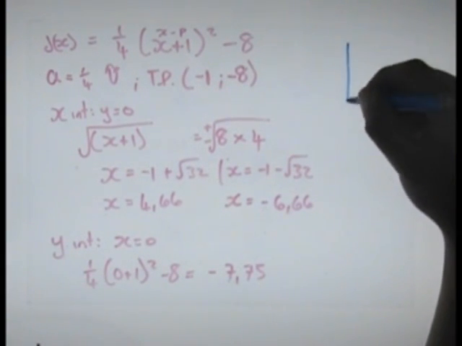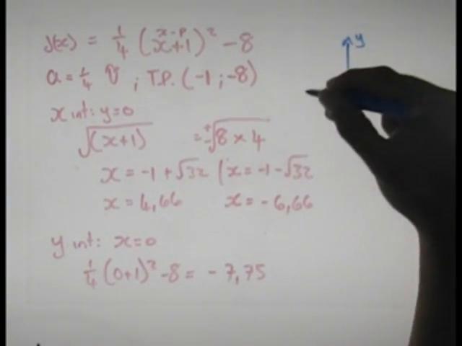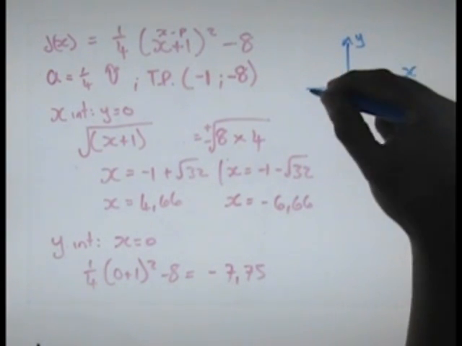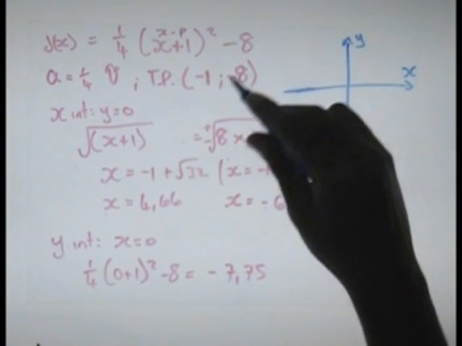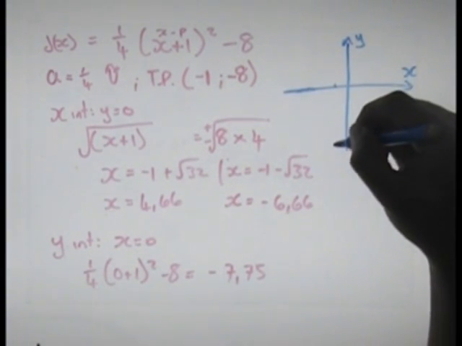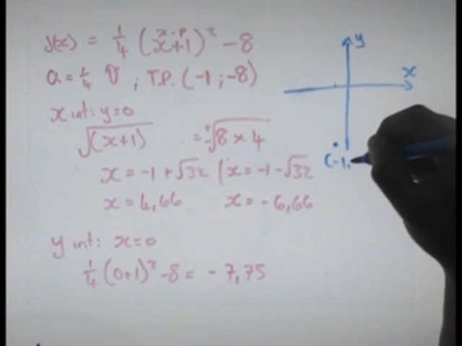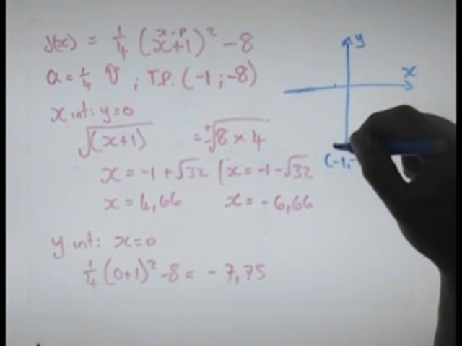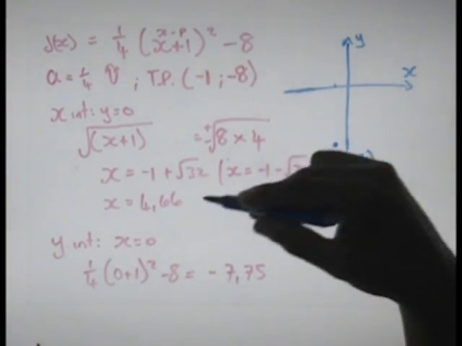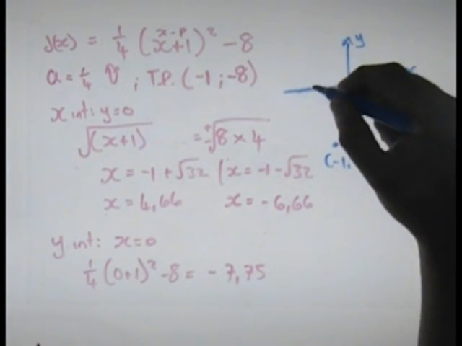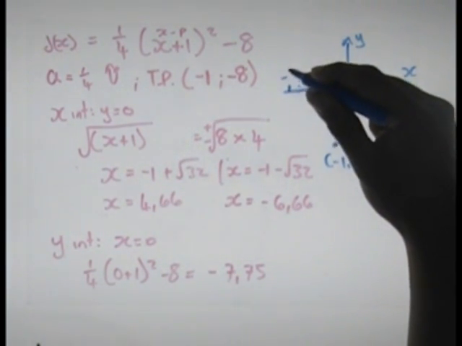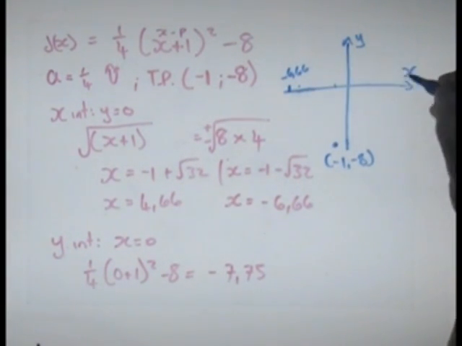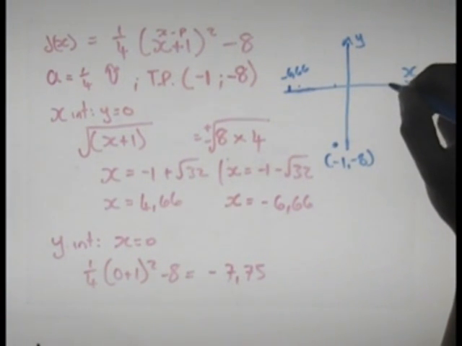I'm now going to draw my graph. As always, that's my y-axis and that's my x-axis. Start by looking at the turning point. Turning point, x is equal to -1, y is equal to -8, which is over there. My two x-intercepts are -6.66, which is going to be somewhere over here, and positive 4.66, which is going to be somewhere over here.